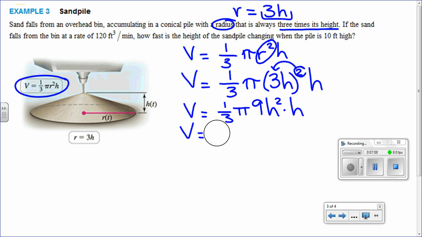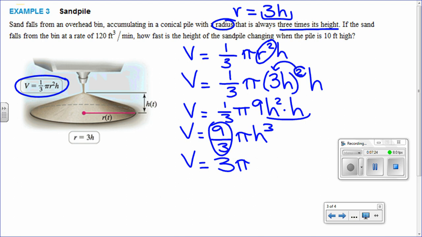Oops, this is not like that. So it will be 9/3 pi. And then here we add the exponent, so that will be h to the power 3. And of course, if we simplify this fraction, 9/3 will be 3. And so we changed our formula from here to here only because we knew that the radius was always going to be 3 times as large as the height. And that's it. Now let's see what else we were given.